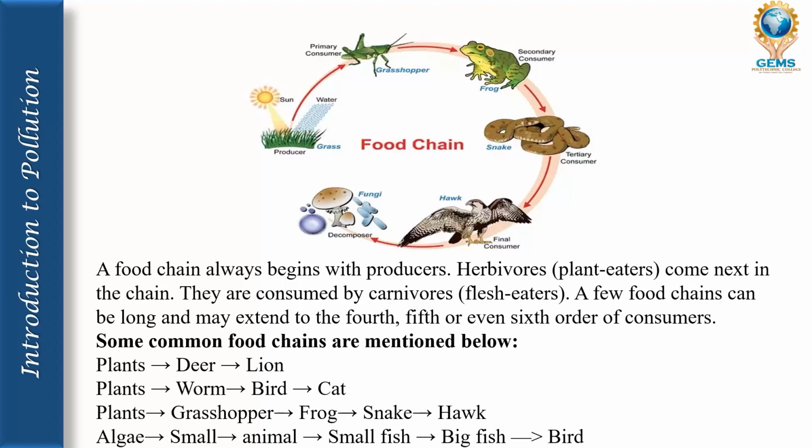Some examples of food chains would be: plants are eaten by deer, and deer are eaten by lion. In other cases, plants are eaten by the worm, the worm is eaten by the bird, and the bird is eaten by the cat. In some other examples, plants are eaten by grasshoppers, grasshoppers are eaten by frogs, frogs are eaten by snakes, and snakes are eaten by the hawk. In another example, algae is eaten by a small animal, and then it goes to the small fish, big fish and birds. So that is the food chain.